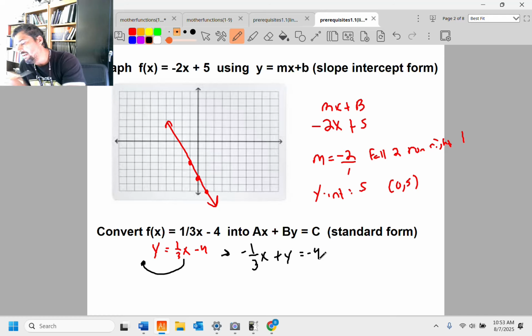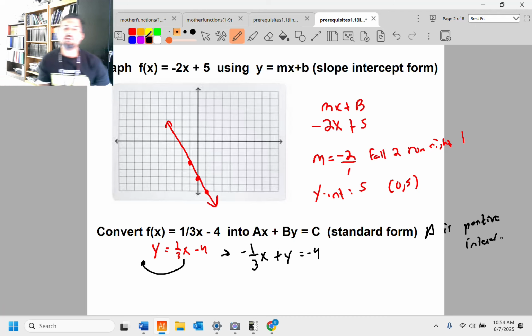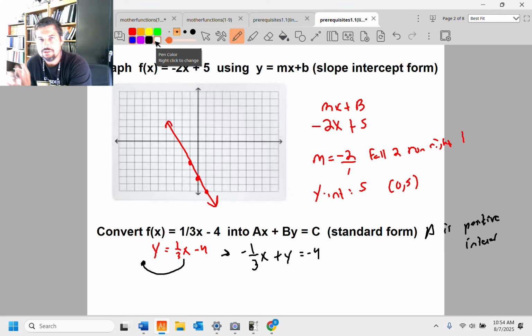Now, in standard form, a is a positive integer. An integer is something like -1, -2, -3, 0, 4, 5, 6. It's whole. Okay, but it's a positive integer. Now, in algebra, I teach by doing opposites and doing easies.